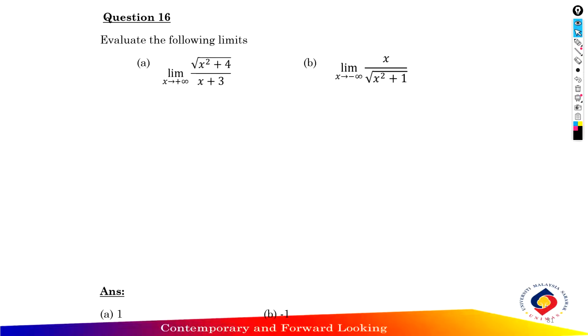Okay, example 16, find the limits at infinity. A: the limit as x approaches positive infinity of √(x² + 4) over (x + 3). And question B: the limit as x approaches negative infinity of x over √(x² + 1).